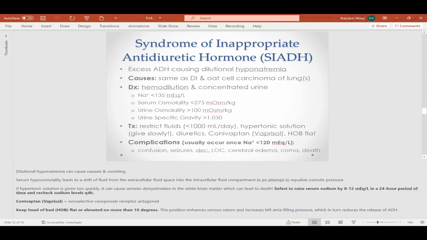Diuretics, so yeah, those are going to be given. Vaptans, such as tolvaptan, are medications that are commonly given for SIADH. And then head of the bed flat. So why do you think this? Yep, so it will increase your venous return and help to decrease the release of your ADH.